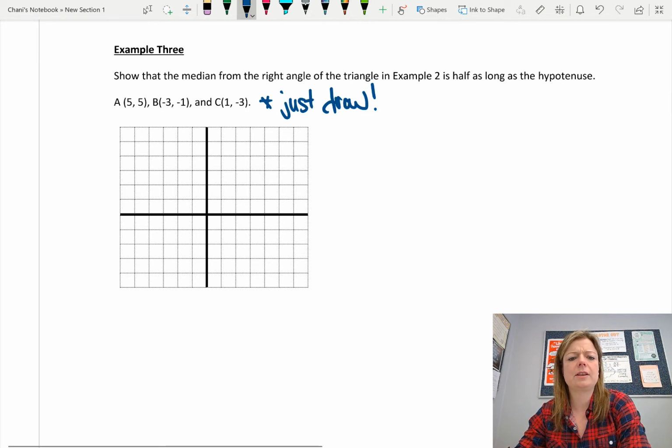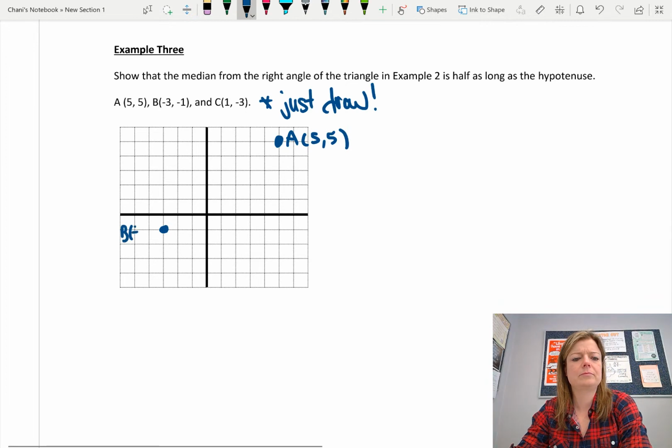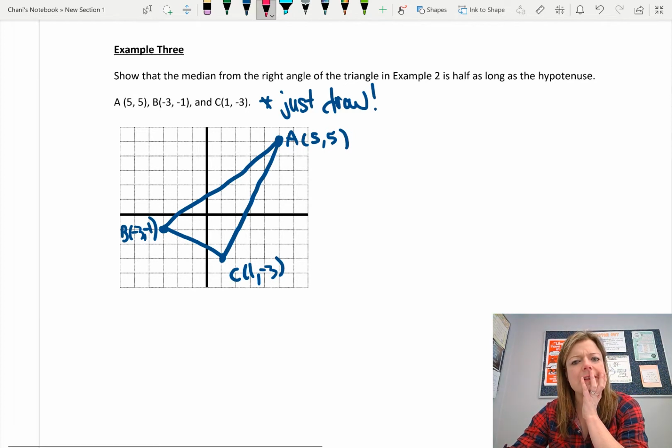So 1, 2, 3, 4, 5, 1, 2, 3, 4, 5. Okay, so there's A and it's 5, 5. Okay, B is -3, -1. And C is 1, -3. Okay, so let's draw this triangle with rulers.